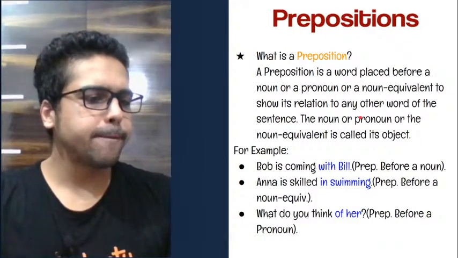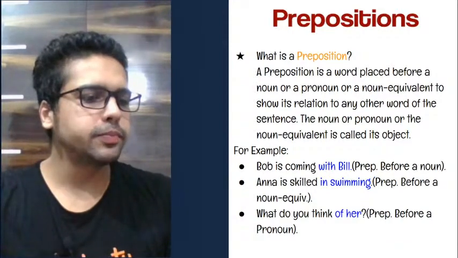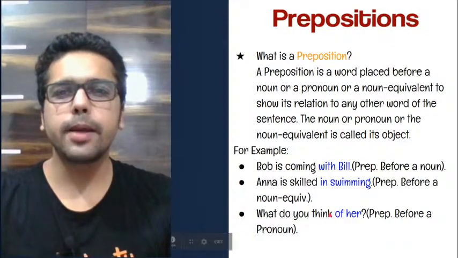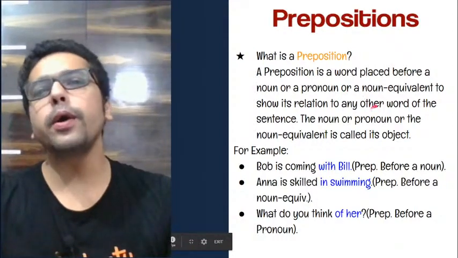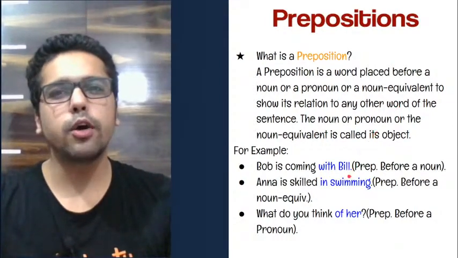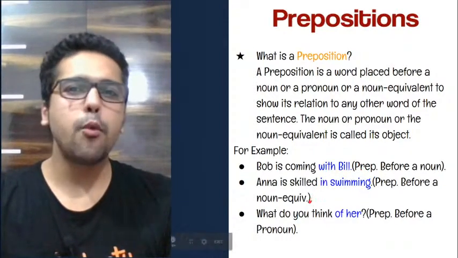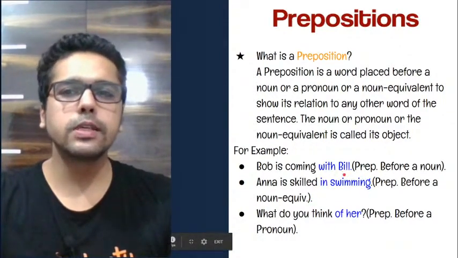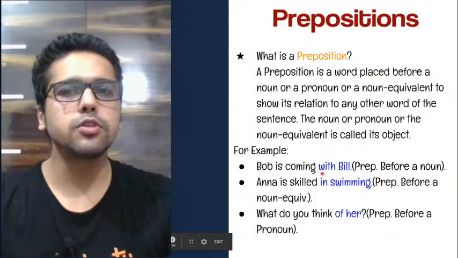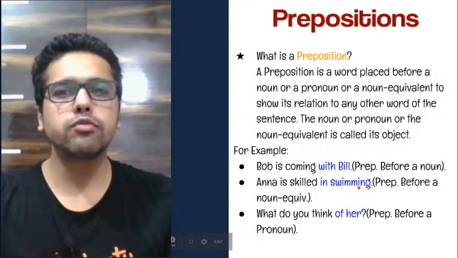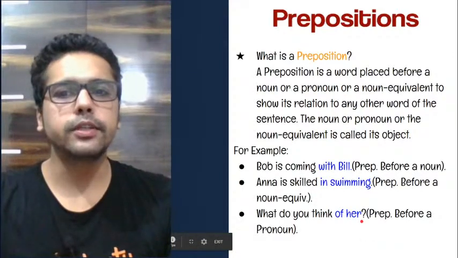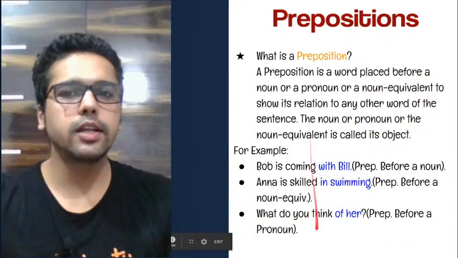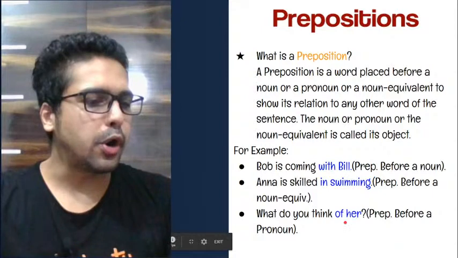Perfect. I hope this is clear for all of you. A preposition is a word that shows the relation of a noun or a pronoun or a noun equivalent after it with the rest of the sentence. How the word Bill is related to the rest of the sentence is shown by with. How the word swimming is related to the rest of the sentence is shown by in. How the pronoun her is related to the other words in the sentence is shown by of.